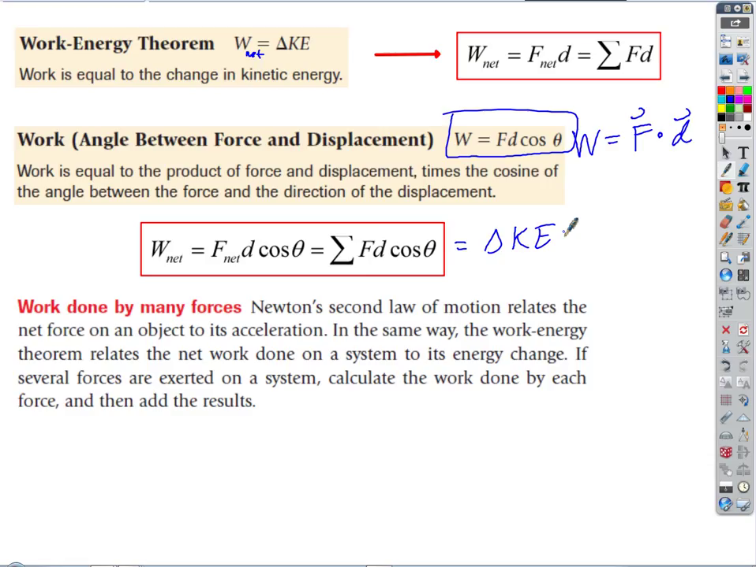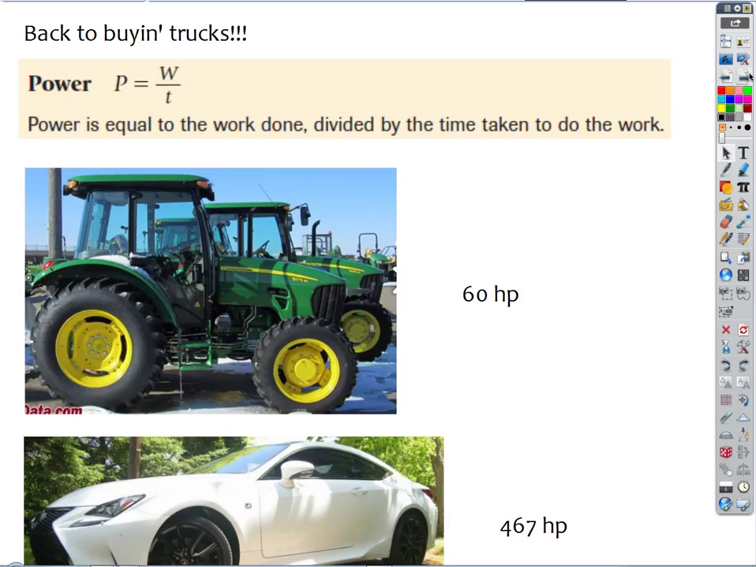This just summarizes that a little bit, right? So we could either add up one net force or we could sum the work done by each individual force. Okay? So hopefully that rings a bell. That should all be fairly straightforward and self-explanatory.